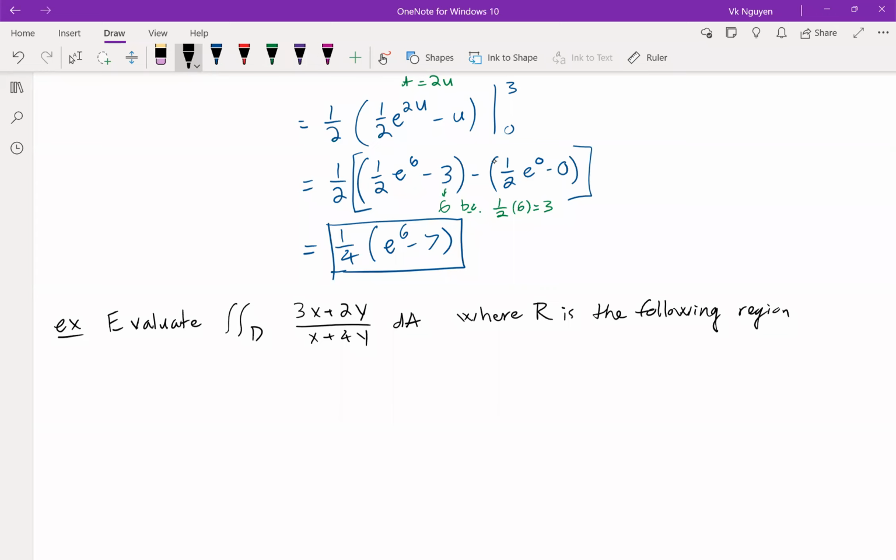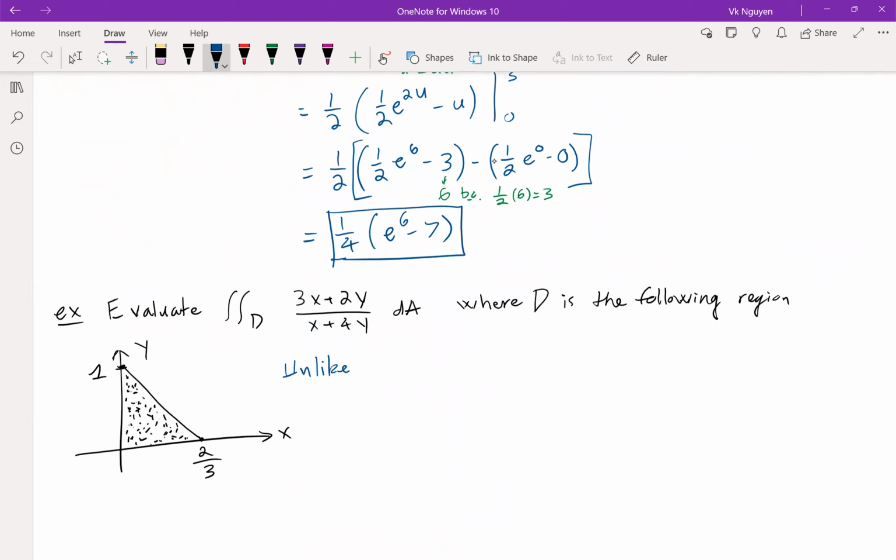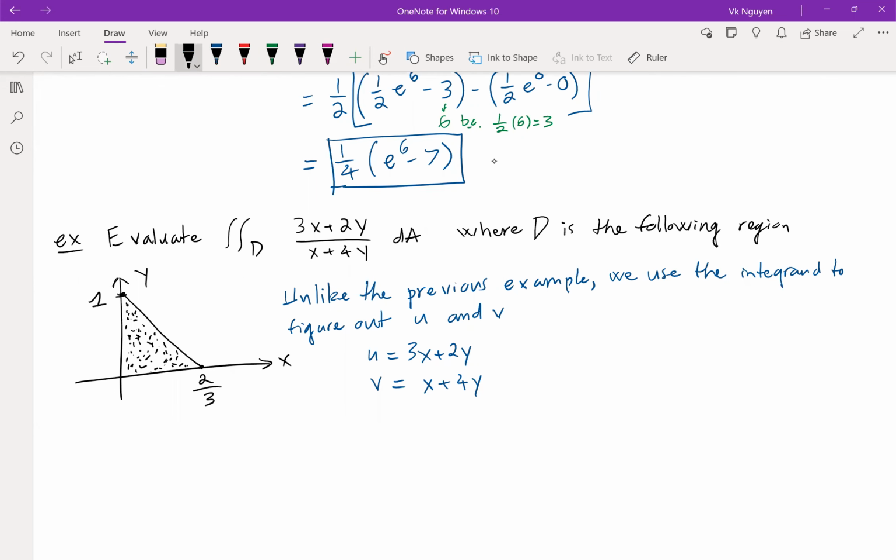Let me draw out D. Unlike the previous example, we use the integrand to figure out u and v. Look at the triangle here. There are three vertices, right? A triangle has three vertices, so we can use the transformation to sketch our region S here.